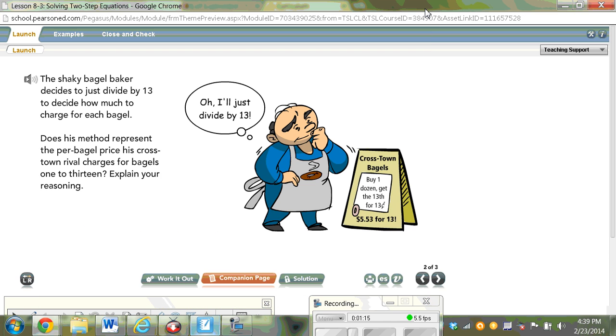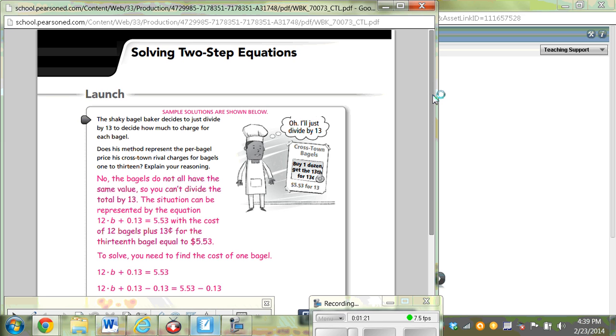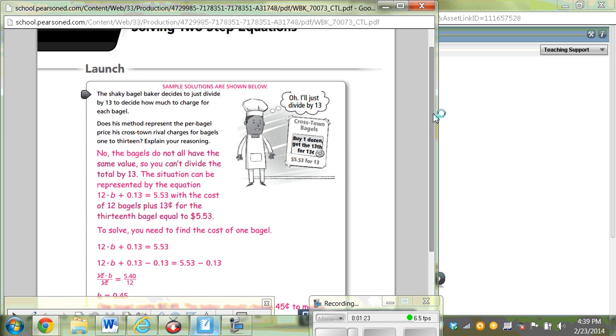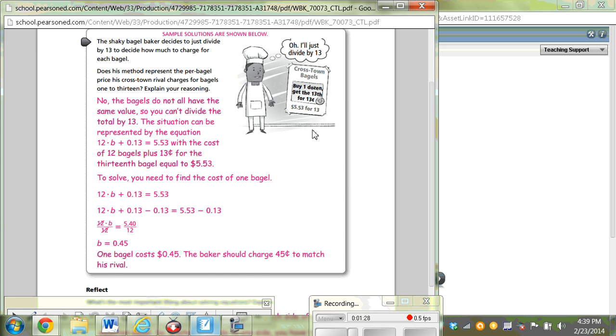And ladies and gentlemen, as you're returning, I'm pulling up the solution so that you can see. I'm hoping that this is ringing a bell since we just talked about how to write this equation in the last one. And as we're going through, no, just dividing that by 13 is not how the bagel store across town is doing it.